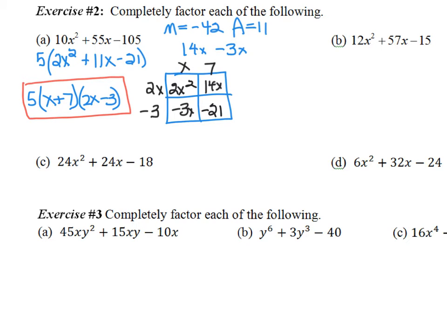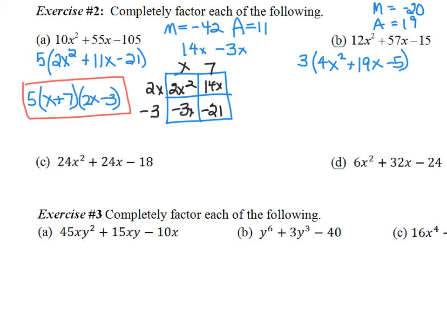Moving on to B, I've got 12x squared plus 57x minus 15. For this one, I'm going to factor out a GCF of 3, and I'll have left 4x squared plus 19x minus 5. Now I see I've got a trinomial that doesn't have a 1 in front of the x squared. So I want to multiply to get the product of 4 and negative 5, which is negative 20, but add to get that middle term, which is 19.